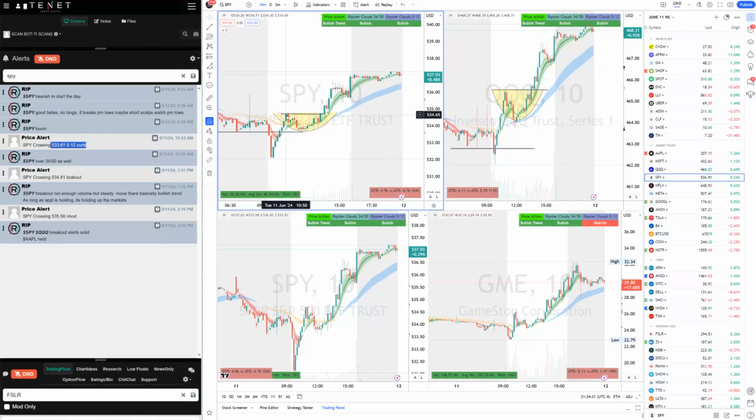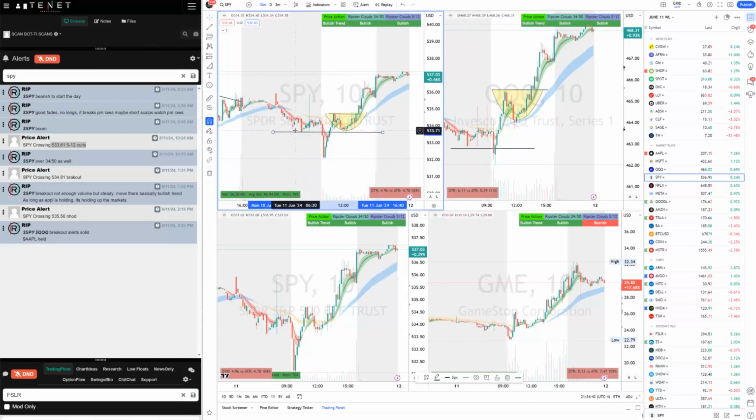533.61, nice push, not bad. And you see this is the retest. Again, I talk about the retest again and again. This is the retest of this breakout, this area, support, right? And then SPY comes, this big breakout right here. Look at the time, look at the breakout.